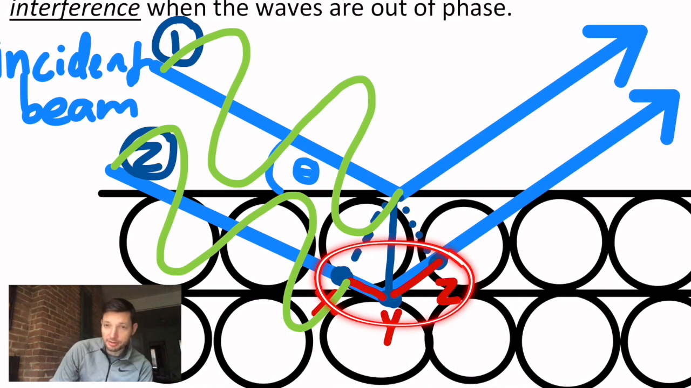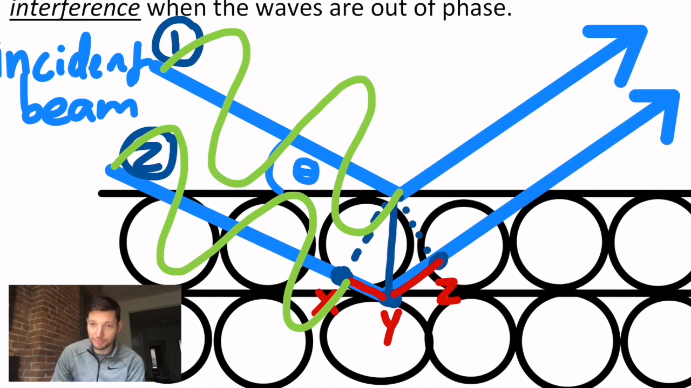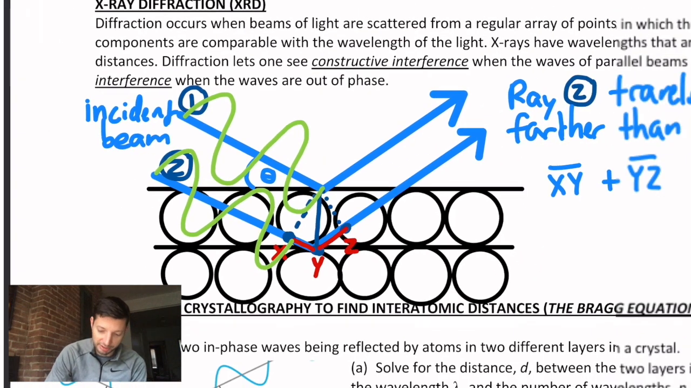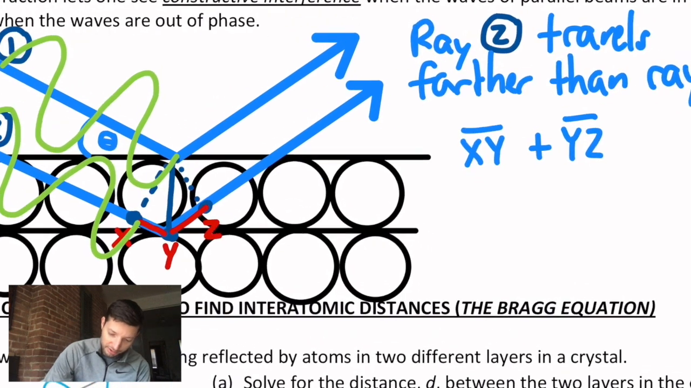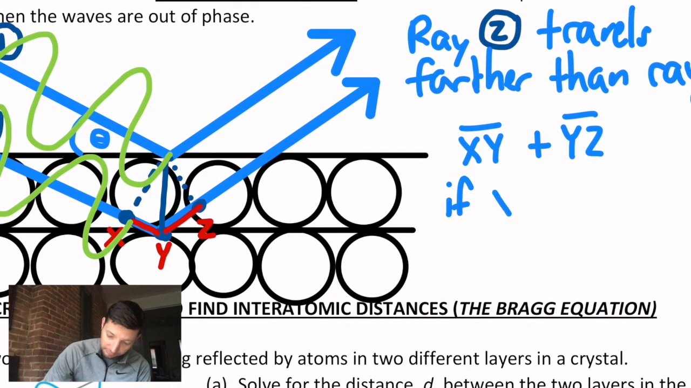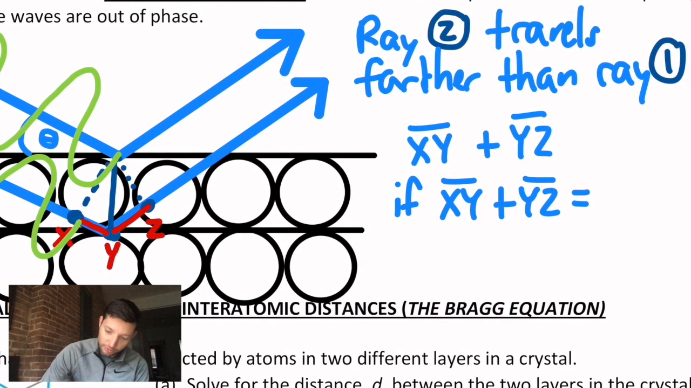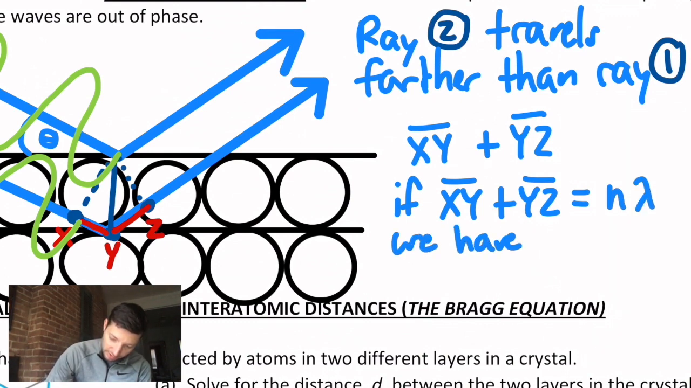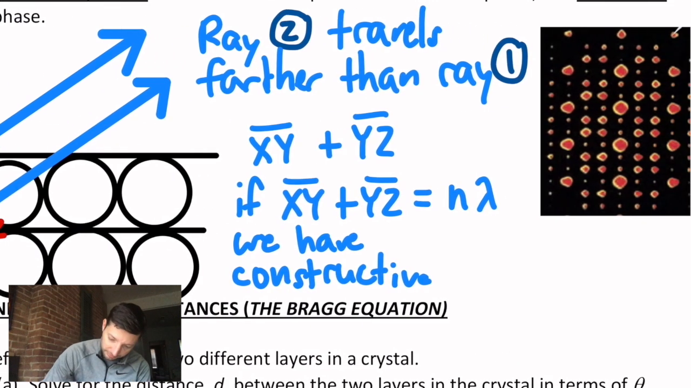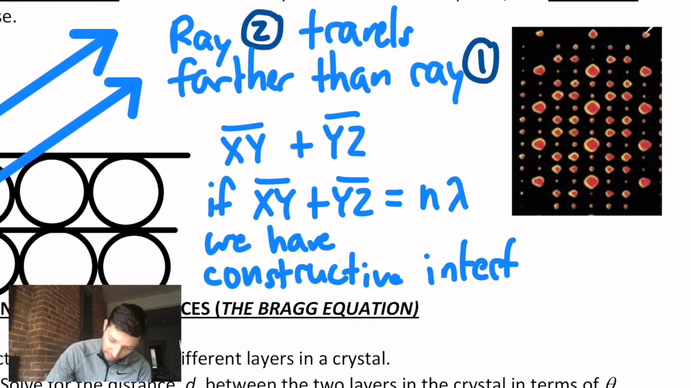Now, if that extra part that's traveling happens to give us a constructive interference pattern, then we know the waves have matched up again, and we are off by exactly an integral amount of wavelengths, a whole number amount of wavelengths. So, what's the point of all this? If the sum of XY plus YZ is equal to some integral number of wavelengths, we have constructive interference. And that's the whole point.